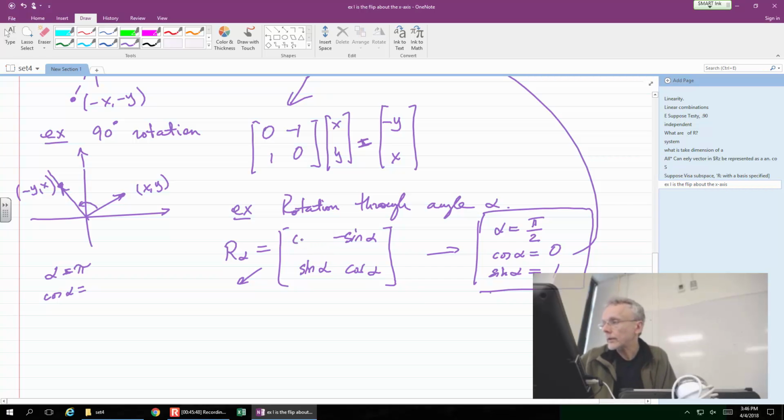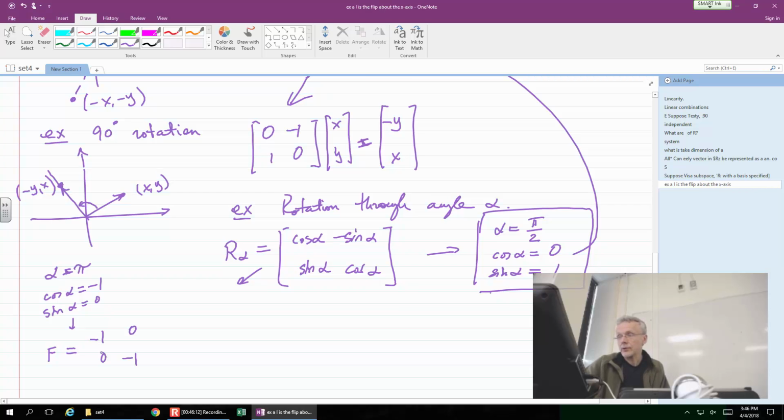Sine alpha over here. Okay, alpha is pi, then cosine of pi is -1, right? And sine of pi is 0. Okay, so the matrix becomes -1, 0, 0, -1. Looks familiar?